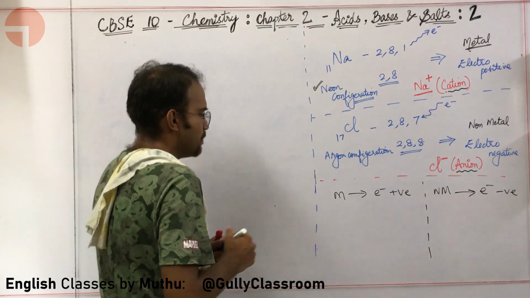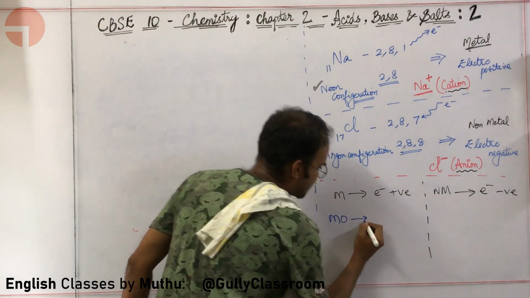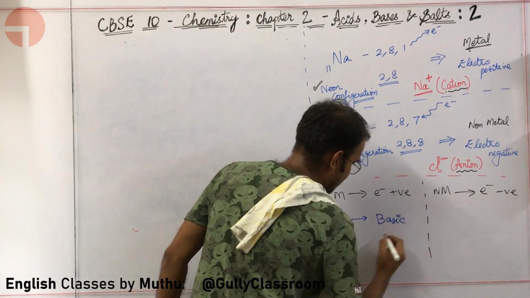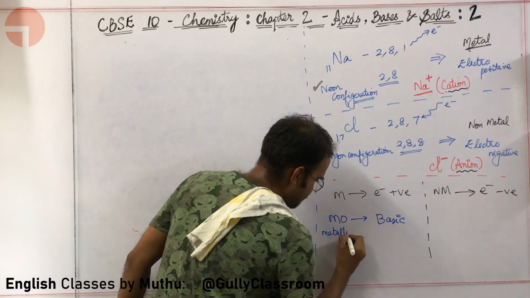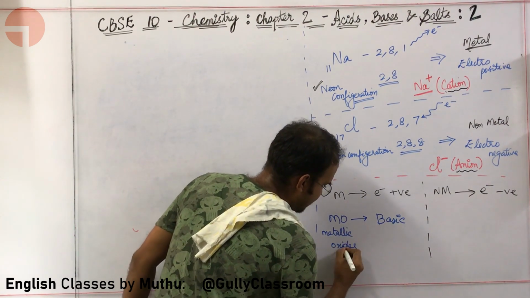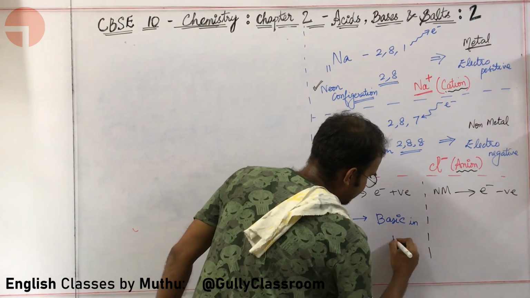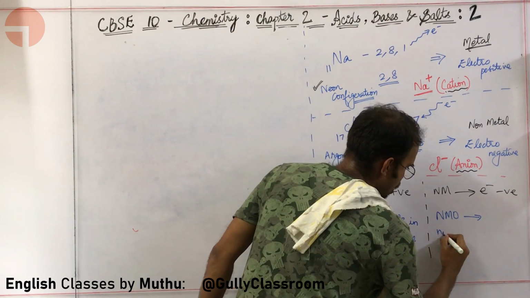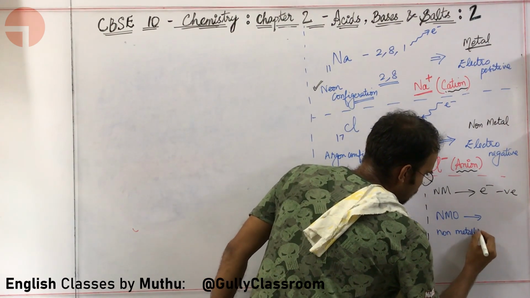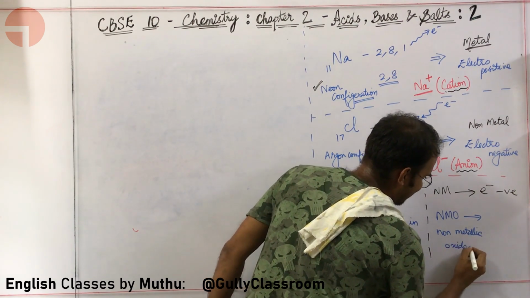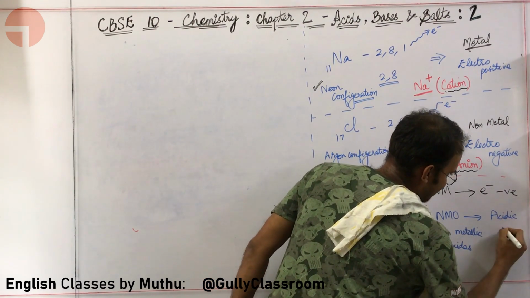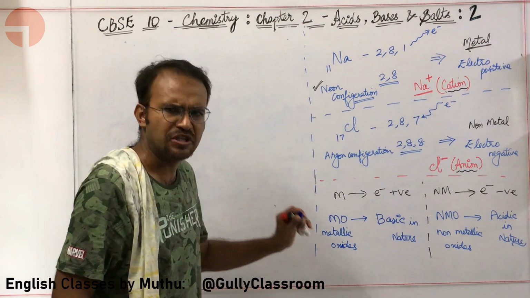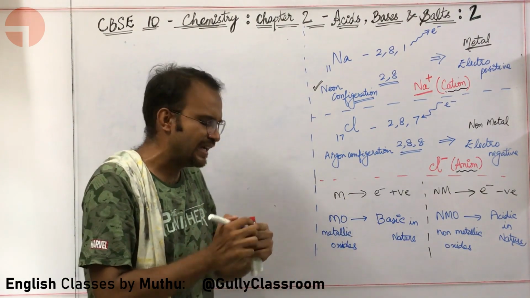Let us study about metallic oxides. Metallic oxides are basic in nature. Sir, what about non-metallic oxides? Non-metallic oxides are acidic in nature. Okay, sir, what is the reason behind this? We will study about specific reasons later in 11th standard.